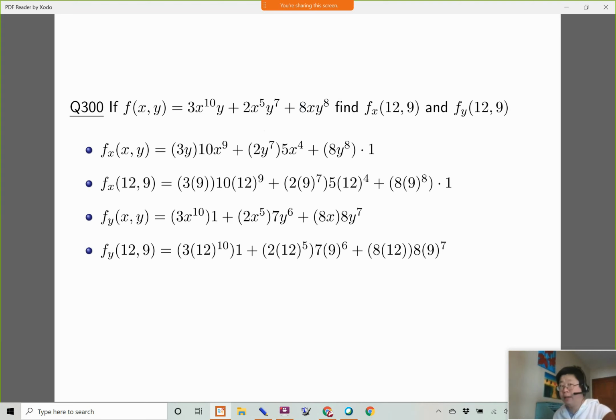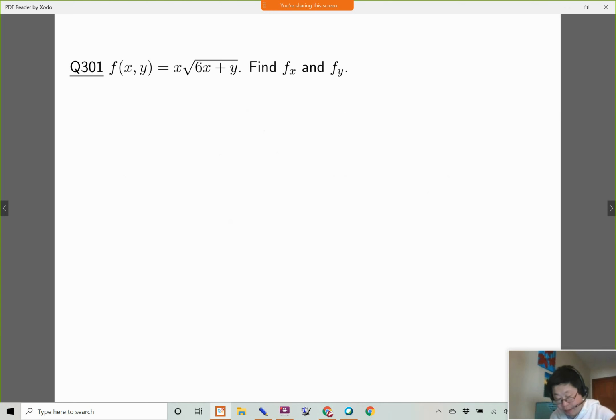Okay, I have another example. This function is x times square root of 6x plus y. If you find it more convenient, you may wish to think of this function as x times 6x plus y raised to the 1/2. That's kind of how I've been thinking of it.